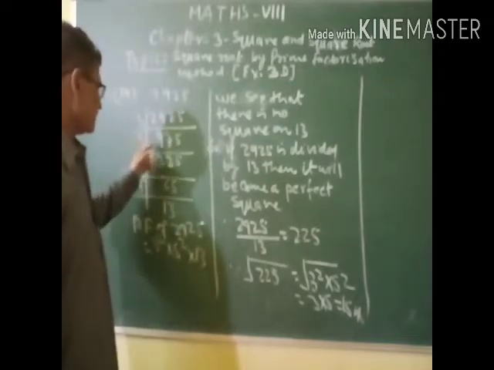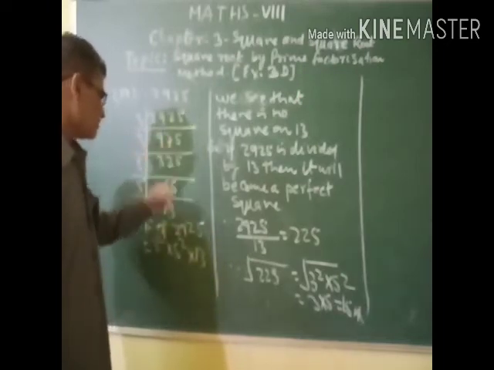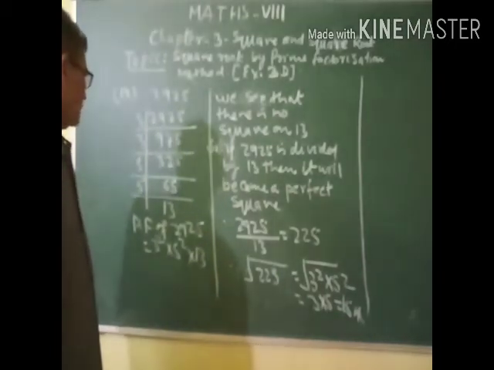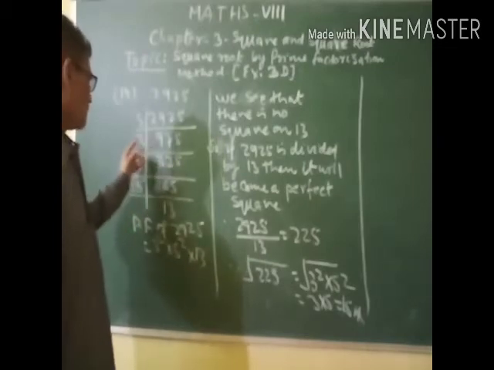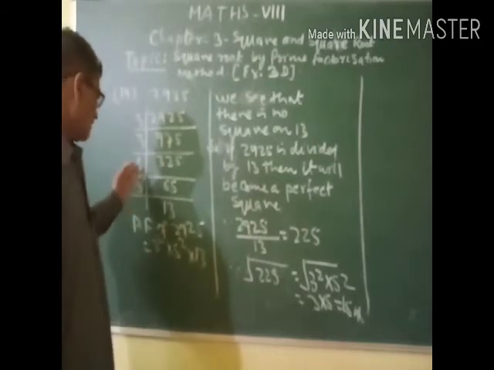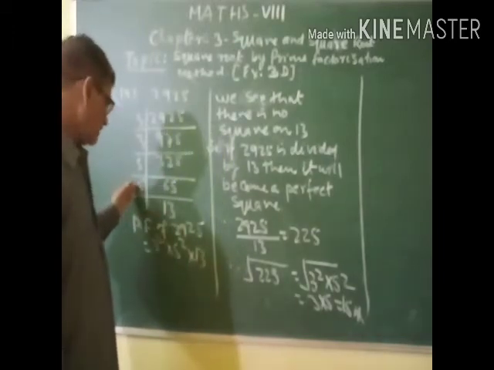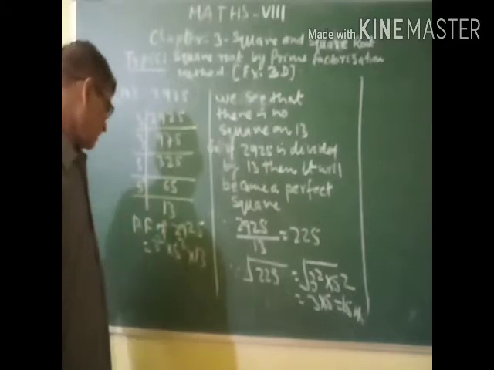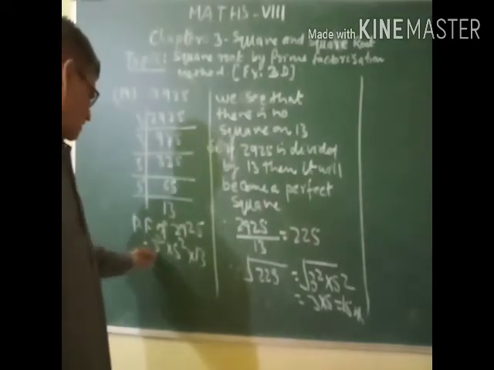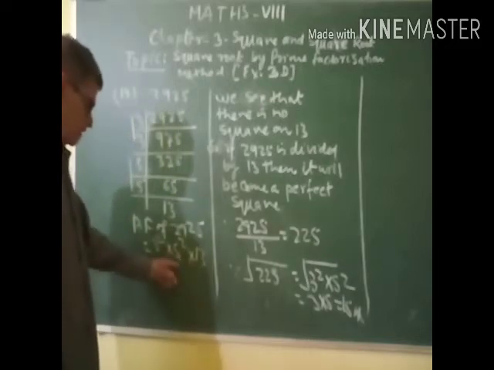975, again it is divisible by 3. 325, now it is not divisible by 3. So let us divide it by 5. We shall get 65. Again 65 is divisible by 5, and we shall get 13. Thus the prime factorization of 2925, we can write as 3 square into 5 square into 13.